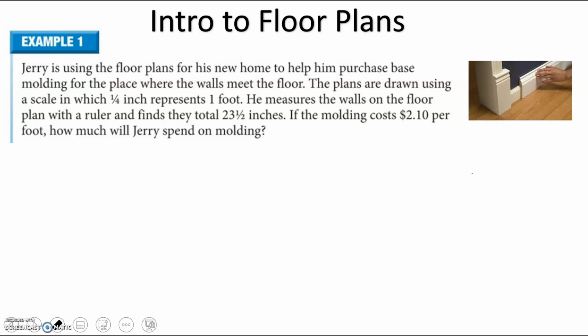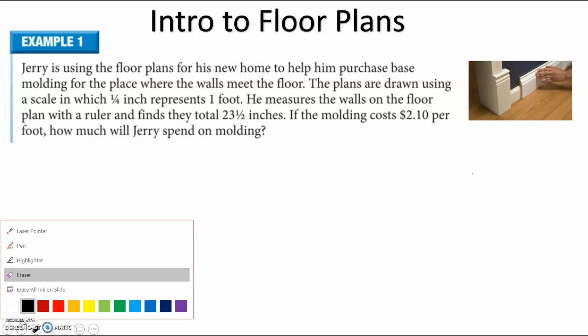Example 1. Jerry is using the floor plans for his new home to help him purchase base molding for the place where the walls meet the floor. The plans are drawn using a scale in which a 1/4 inch represents 1 foot. He measures the walls on the floor plan with a ruler, and he finds that they total 23.5 inches. If the molding costs $2.10 per foot, how much will Jerry spend on molding?